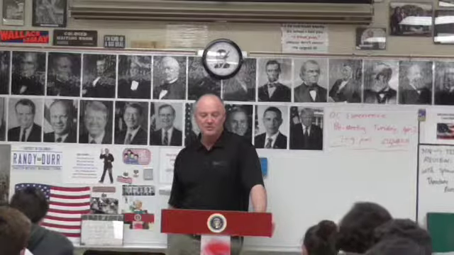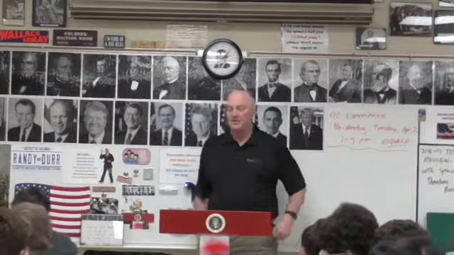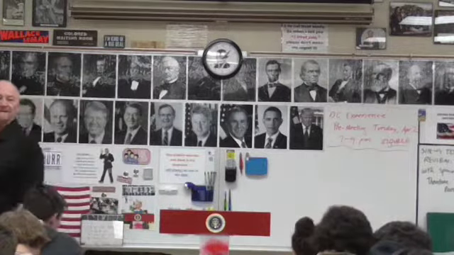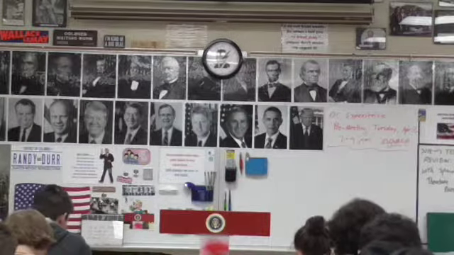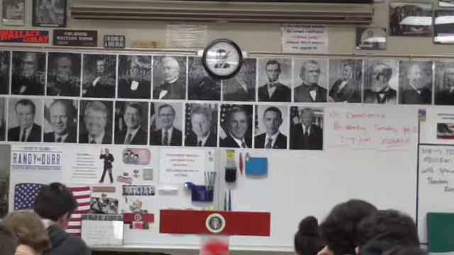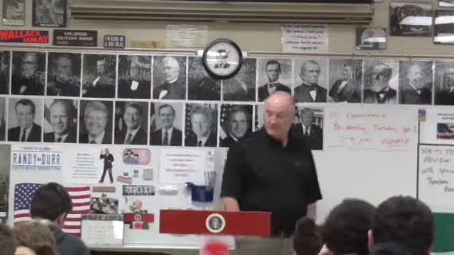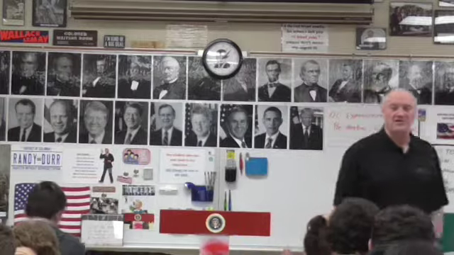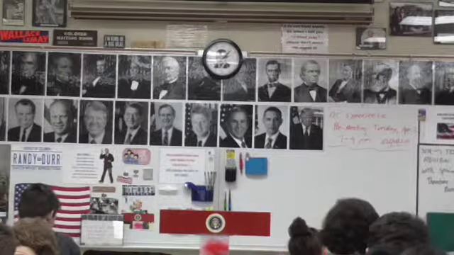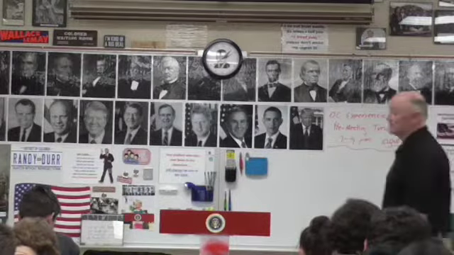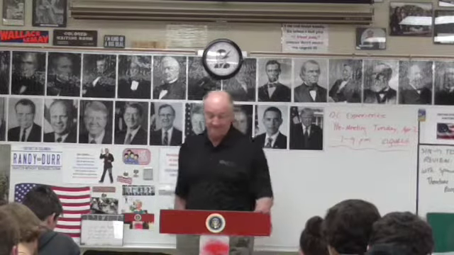Brody, what was the unusual name of Theodore Roosevelt's political party during the election of 1912? What was the unusual name of his party? No, that was his administration. What was the name of his party in 1912? Bull Moose Party. Very good. Bull Moose Party.